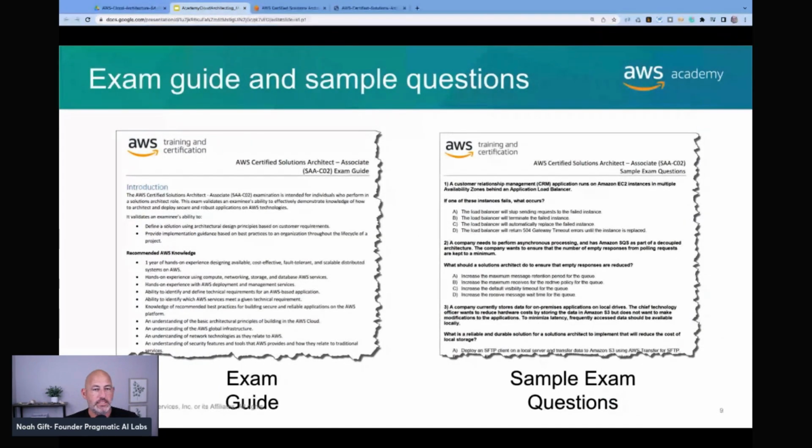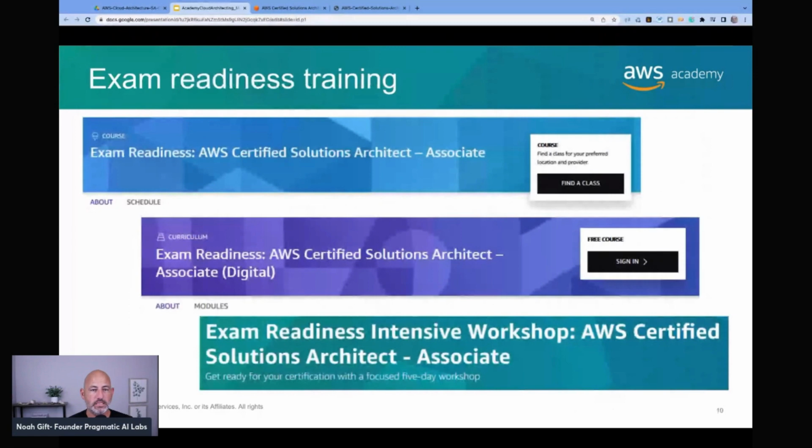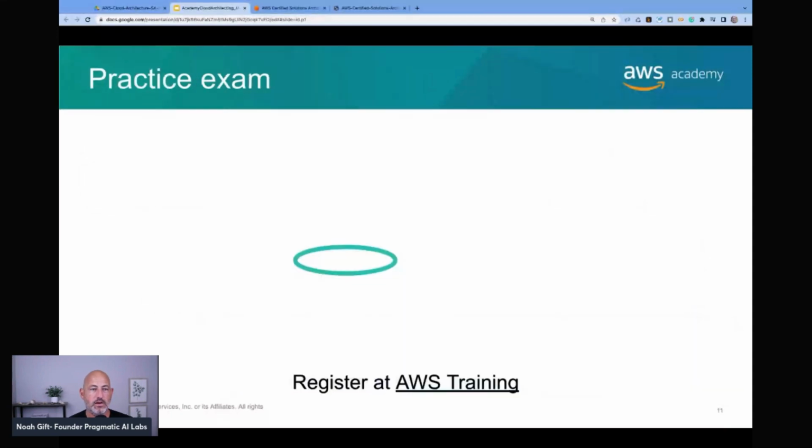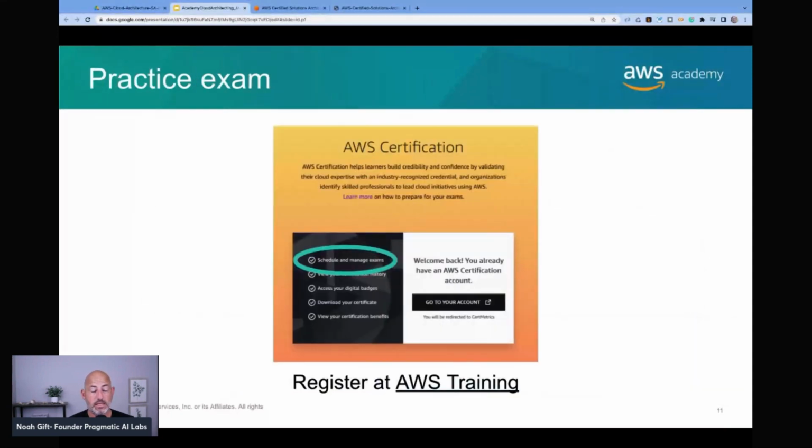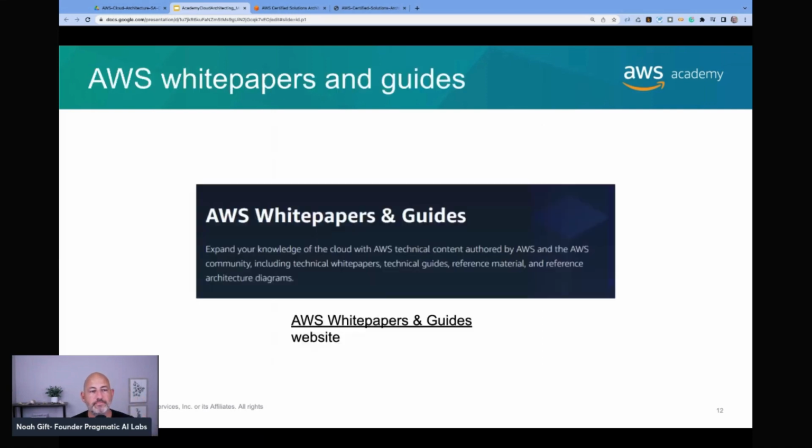Okay, so that's an exam guide. What about exam readiness training? You can find classes for free on the AWS Certified Solutions Architect course on AWS. That's a good place to go. There's also a practice exam, so you can take a practice exam on the AWS training website. Also, learning platforms have a lot of sample exams.